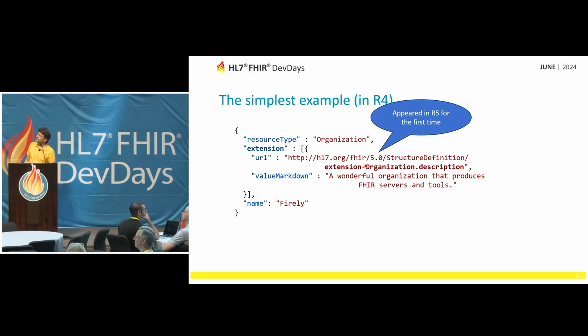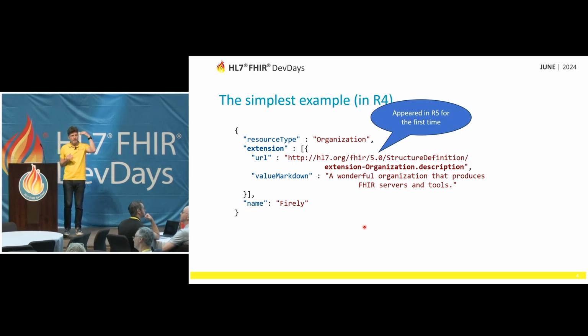And the other thing is that they will always be looking like this. You have a FHIR version here, then it says structure definition, then extension dash something, and then a full path. And that is the path to that new cool thing in R5, and in this case, that's organization.description. And the value was provided to us by ChatGPT. Thank you. A wonderful organization that produces tools, and that's true. So this appeared in R5 for the first time.